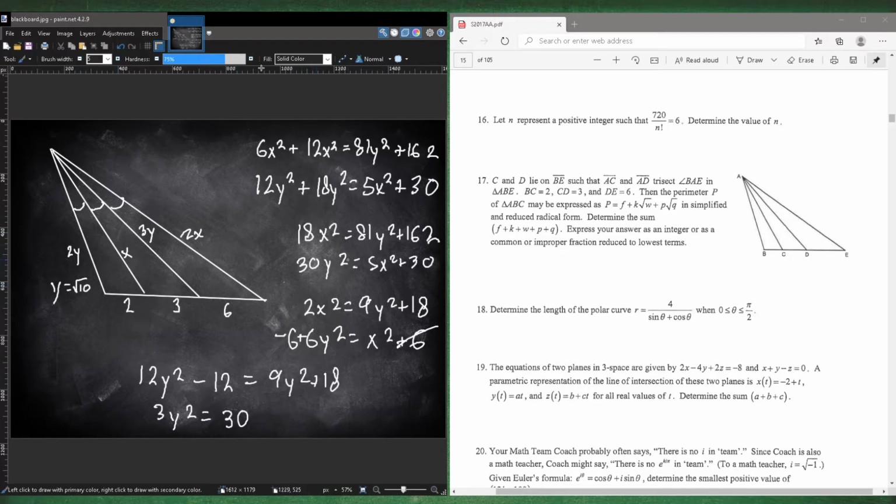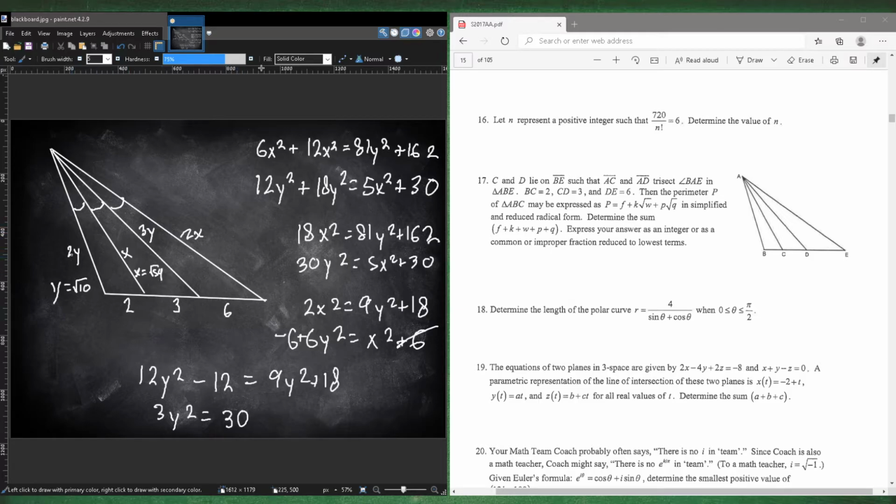So to find our x, let's just plug it back into one of our original equations. Let's just use this equation. So that means y is square root 10, so y squared is 10. So 9 times 10 is 90, plus this 18 is 108. 108 divided by 2 is 54. So that means x is square root 54. Okay, so x equals square root 54.